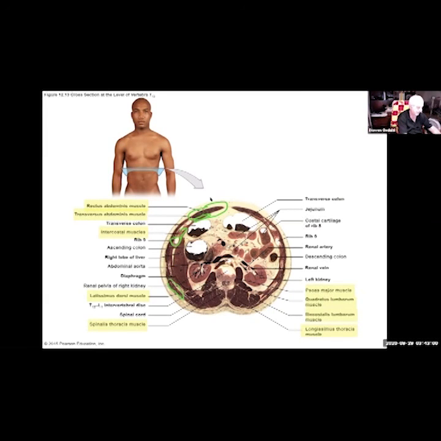And your spinalis thoracic muscle between the spine and on the thorax there. Psoas major, the quadratus lumborum muscle, the iliocostalis lumborum muscle, and the longissimus thoracic muscle. All the different muscles in that area. Again, hard to identify just looking at a cross section.